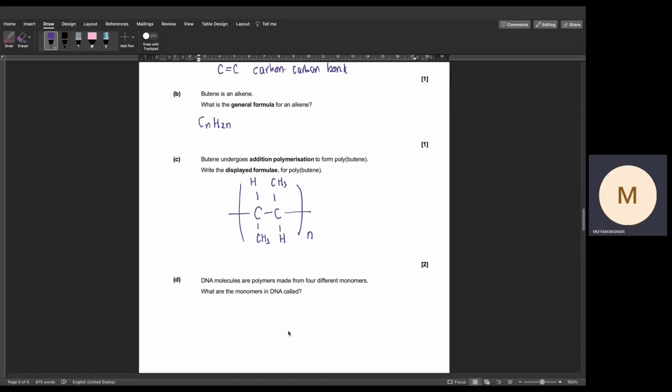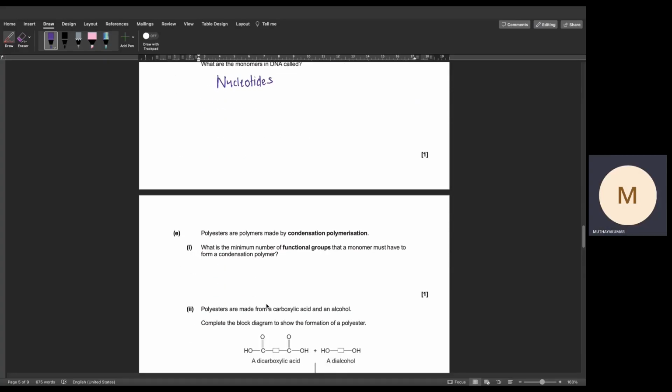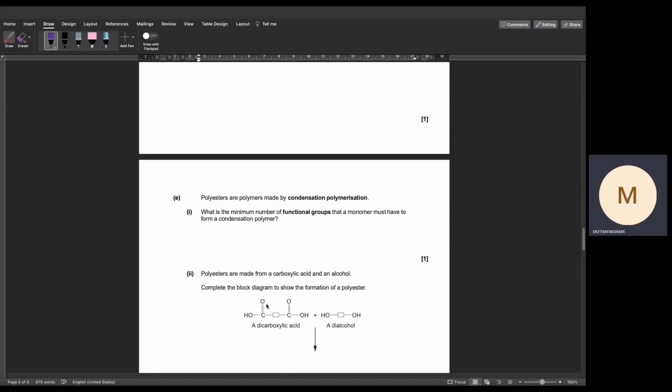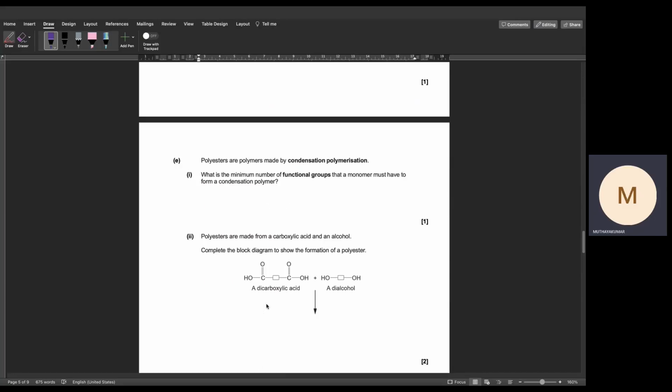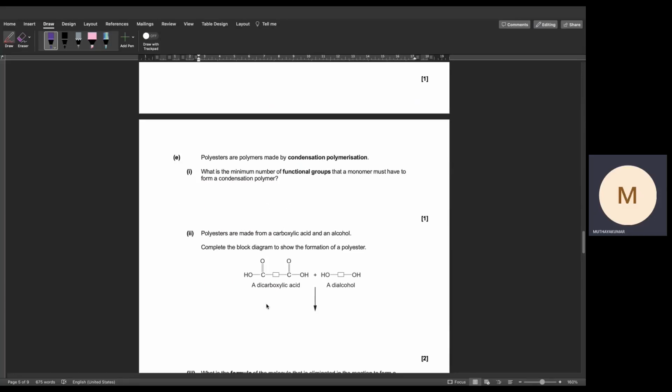DNA molecules are polymers made from 4 different monomers. What are the monomers in DNA called? The monomers in DNA are called nucleotides. Polyesters are polymers made from condensation polymerization. What is the minimum number of functional groups that a monomer must have to form a condensation polymer? In condensation polymers, you need 2 functional groups.